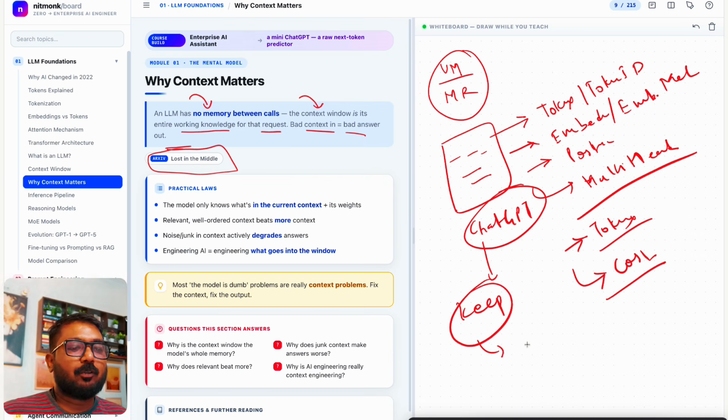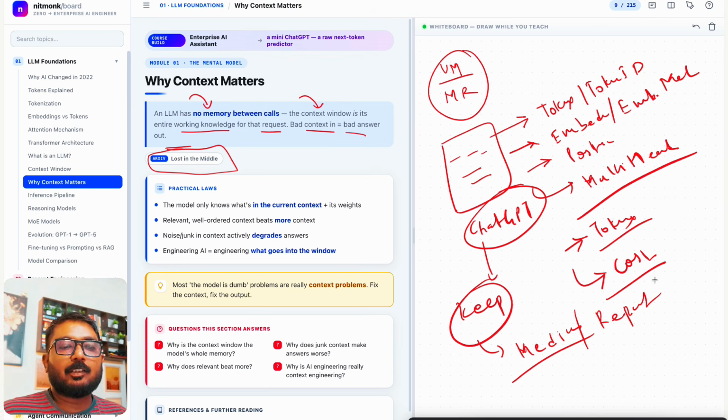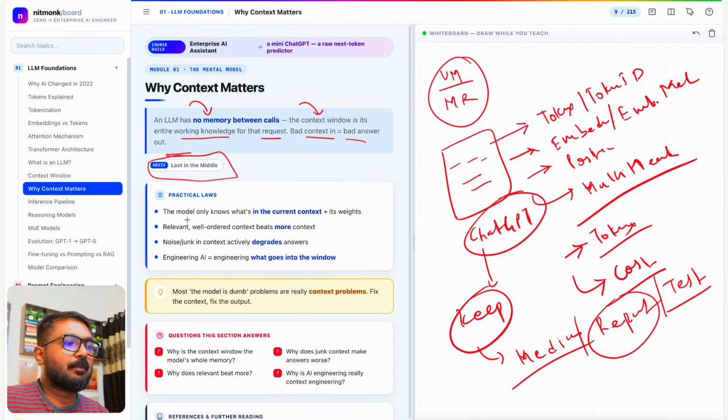You keep asking questions, let's say about what kind of medicine the doctor has prescribed, what kind of report the user has to do, and what kind of tests they have to go through. The model only knows what's in the current context and its weights. Relevant, well-ordered context beats more context, and noise and junk in the context actively degrade the answer. Engineering AI is about engineering what goes into the window.